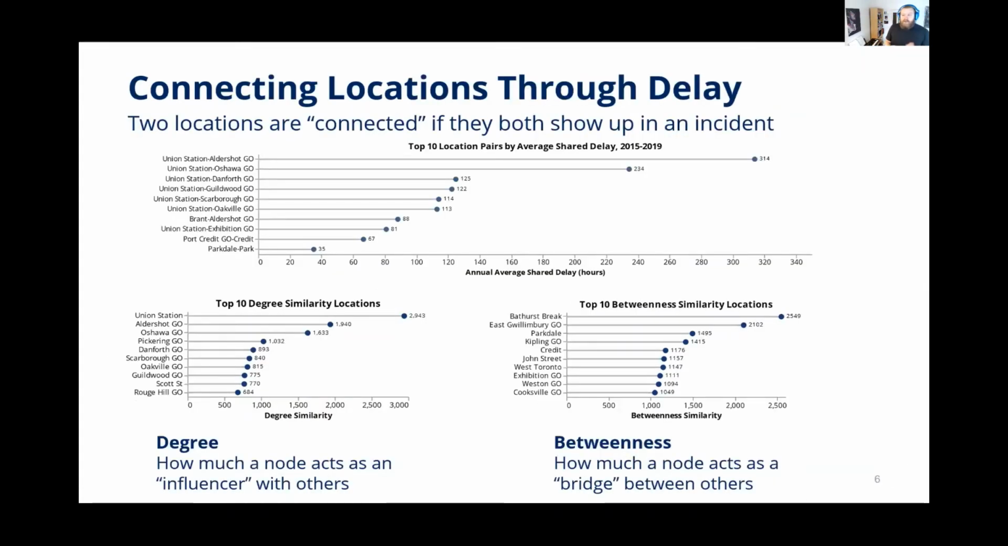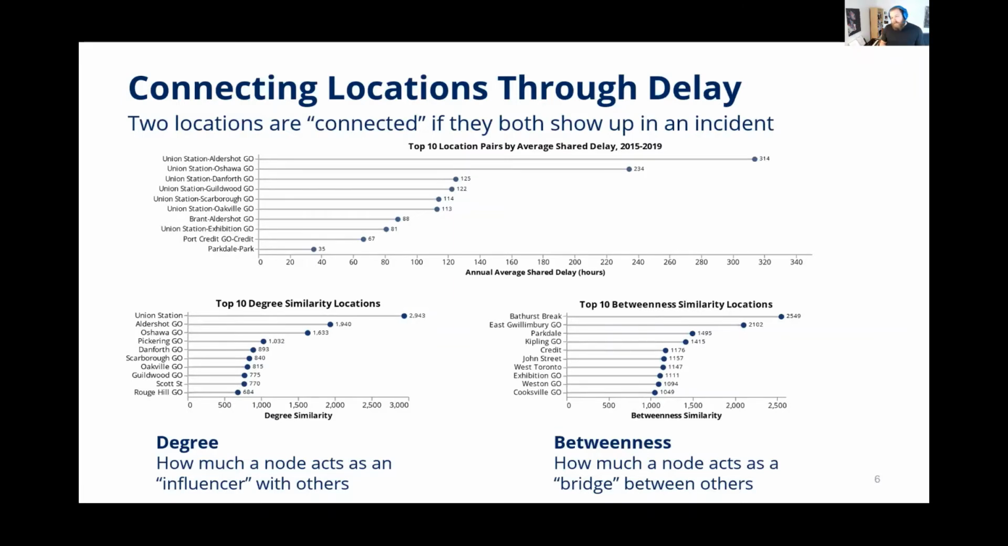So one of the things we can do with this delay data, since we've bundled events into incidents, is we can basically look and connect two locations together on the network. We can draw a line between two locations if they both share an event, so if a delay includes both of those stations. And the thickness of that line can be the total delay that is shared between those two stations. And from that, we can draw a graph.